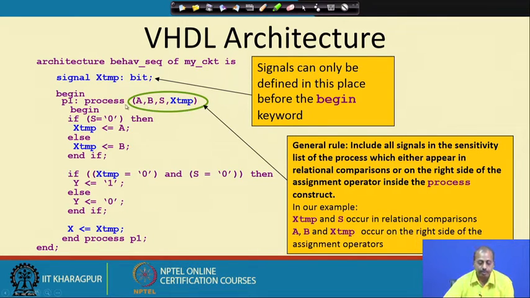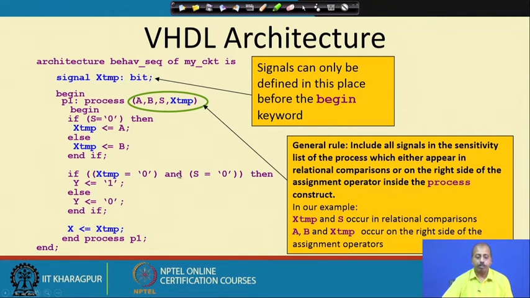This is done by means of this sensitivity list. These signals that we put within brackets after the process keyword are called the sensitivity list for the process. They will include all signals in the sensitivity list of the process which either appear in relational comparisons or on the right side of the assignment operator inside the process construct. So, this is the general rule. Whenever I am doing these comparisons, this will be done, or whenever a signal appears on the right side of this assignment, A, B, etc., then also this is done.